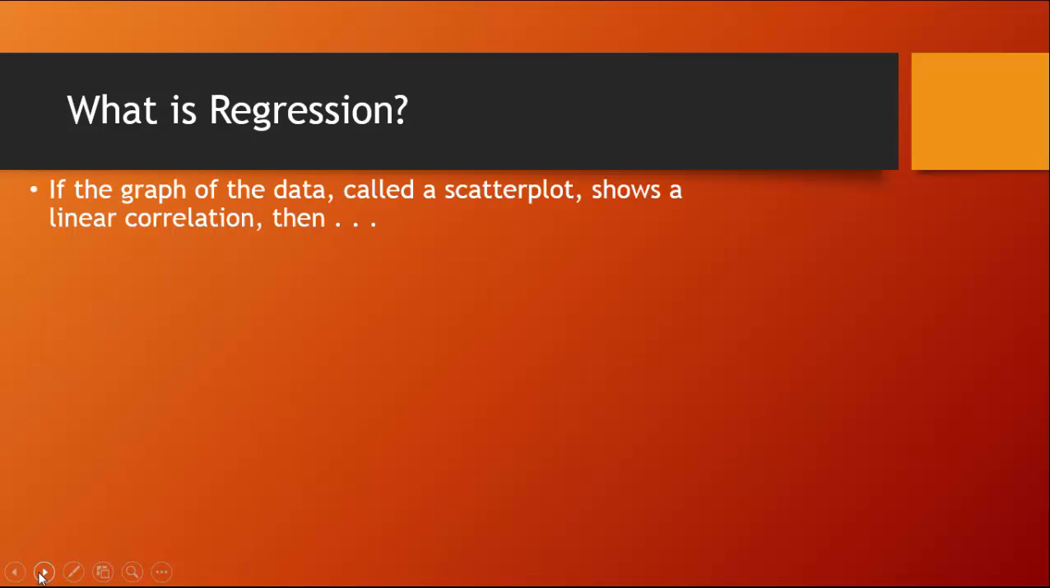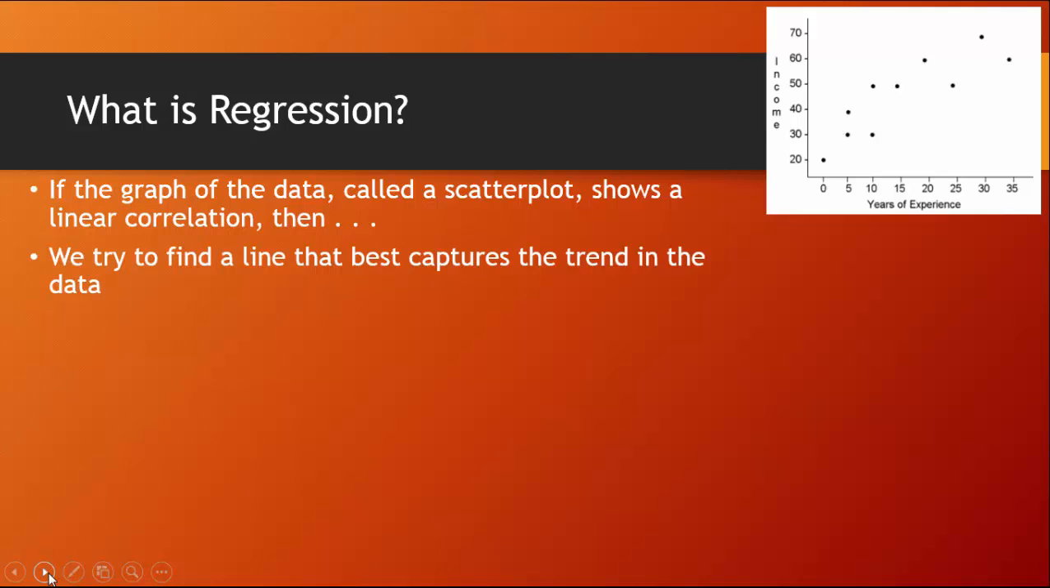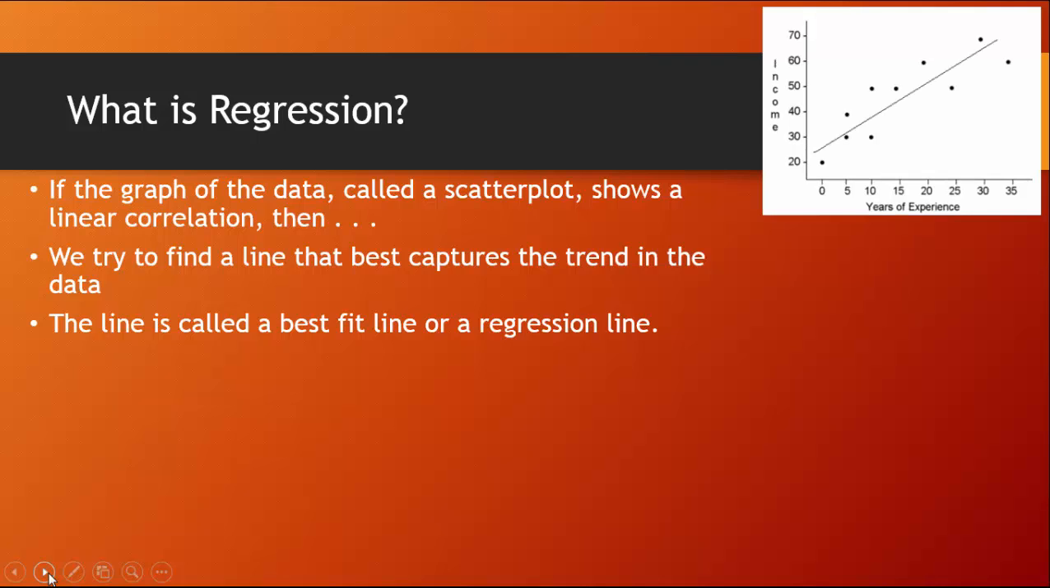If we look at the graph of the data, called a scatter plot, it shows a linear correlation. So here we have years of experience and your income. And it's not perfect, but we see the data from this paired data going in basically a straight line. What we do then is we try to find a line that best captures the trend in the data. That line is called the best fit line or the regression line.